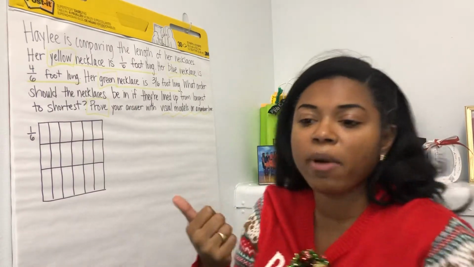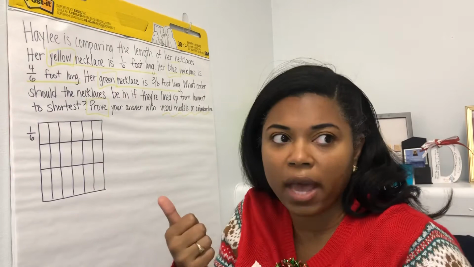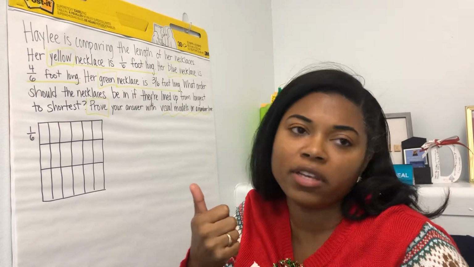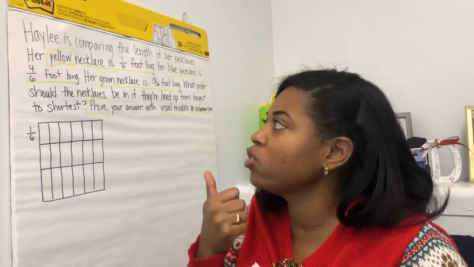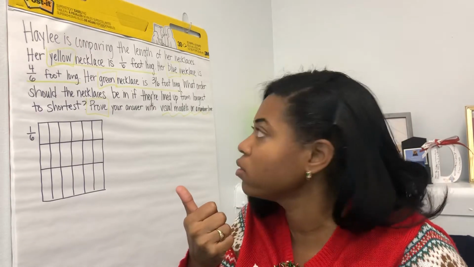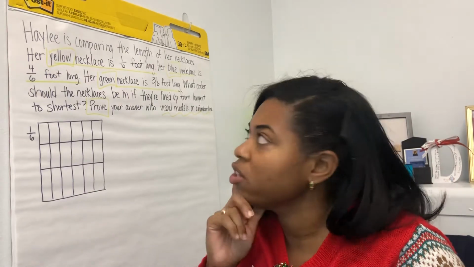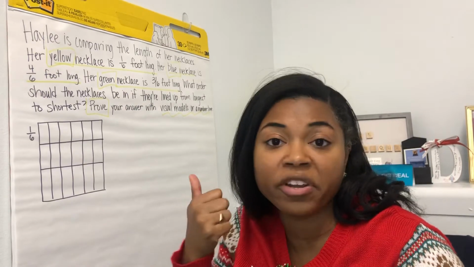The first thing I think about is, are the wholes the same size? So they're all necklaces, and they don't really say like one is a fat necklace, one is a small necklace, so I'm going to assume all the wholes are the same size. The next thing I need to think about, are my numerators the same or my denominators the same? I see my denominators the same.